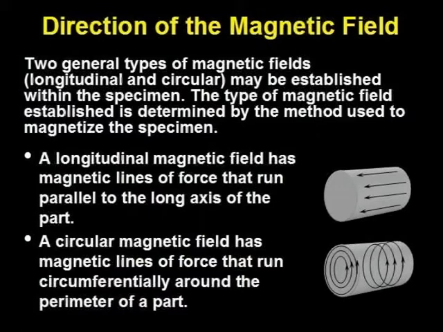The longitudinal lines of force exit out one end and enter at the other end, similar to a bar magnet. Circular magnetism, on the other hand, does not exit the part, but simply circles the part. This feature of circular magnetism makes it very difficult to determine if the part is demagnetized or magnetized.